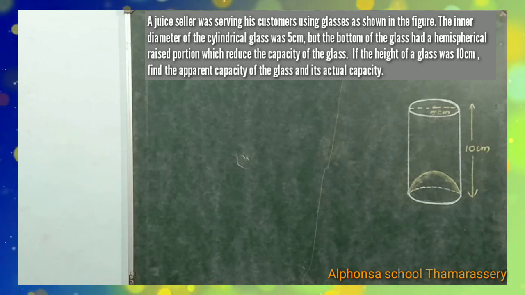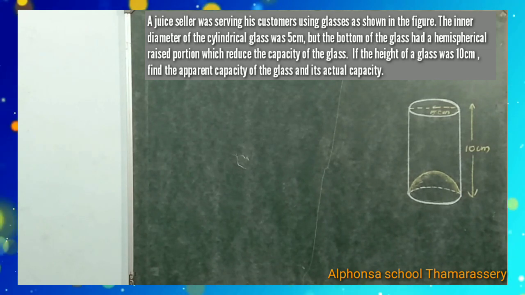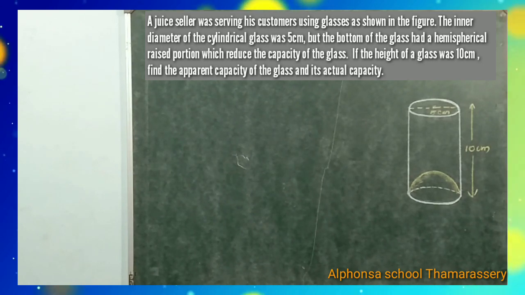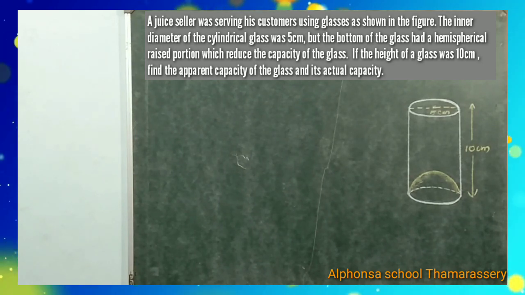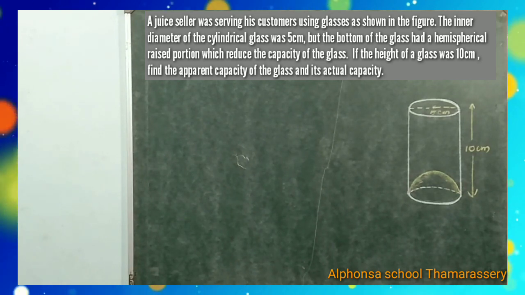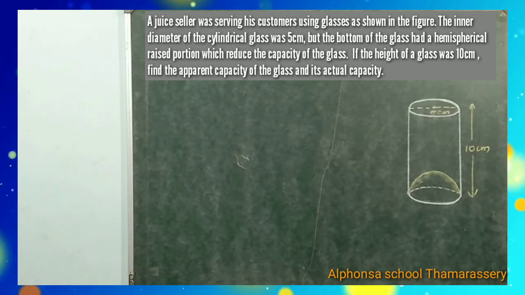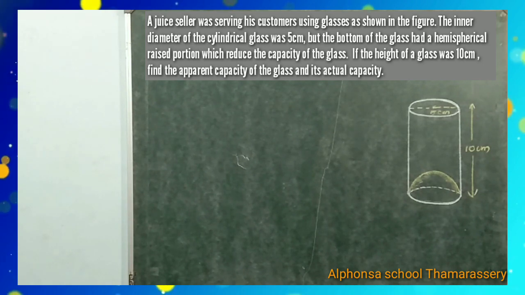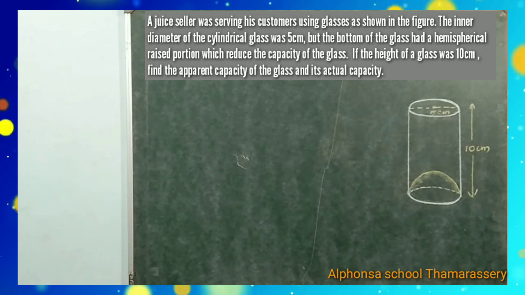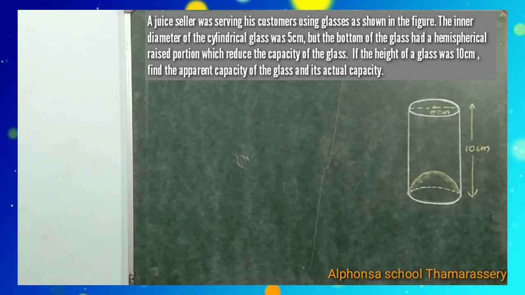Consider this question. A juice seller was serving his customers using glasses as shown in the figure. The inner diameter of the cylindrical glass was 5 cm, but the bottom of the glass had a hemispherical raised portion which reduced the capacity of the glass. If the height of a glass was 10 cm, find the apparent capacity of the glass and its actual capacity.